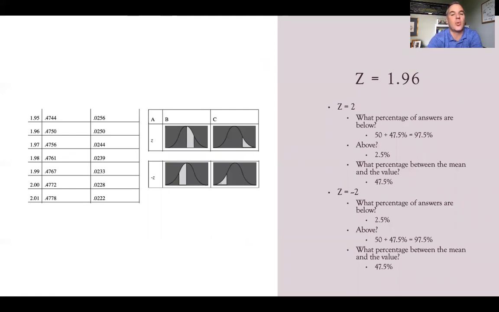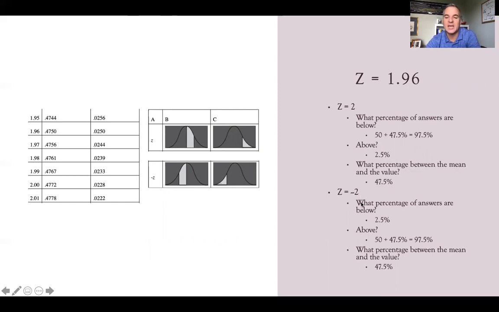Now let's look at Z equals 1.96. It seems like an odd number, but it's important because it actually comes to a nice even percentage. So we typically talk about Z equals 2, but if we're really talking about Z equals 1.96, what percentage of answers are below Z equals 1.96? Well, again, it's 50% for how many are below the mean, and then 47.5% for how many are between the mean and Z equals 1.96, which gives us a total of 97.5%. So 2.5% of responses are above Z equals 1.96. And what percentage are between the mean and the value? 47.5%.